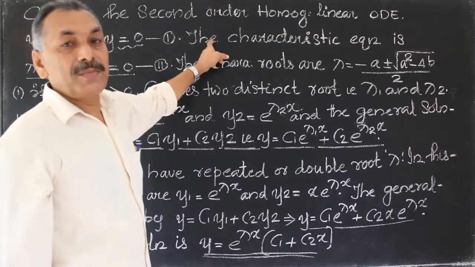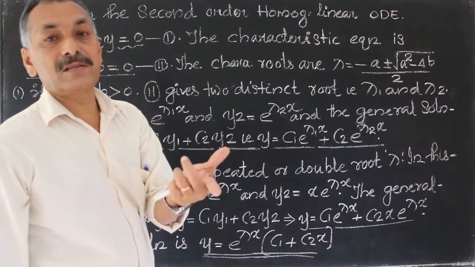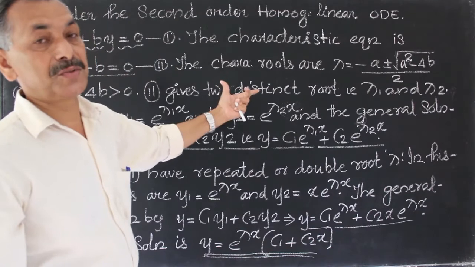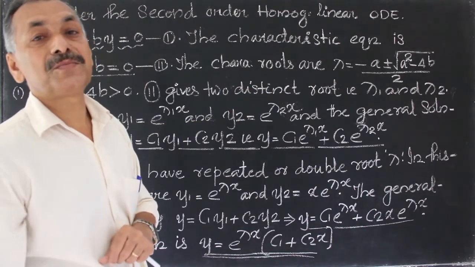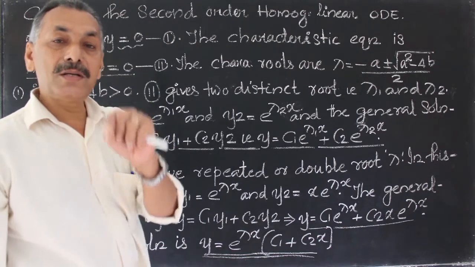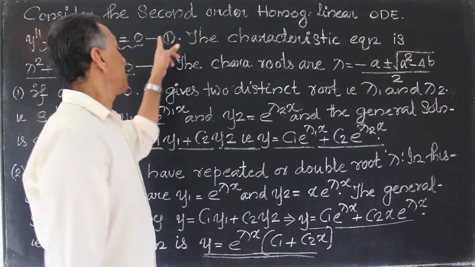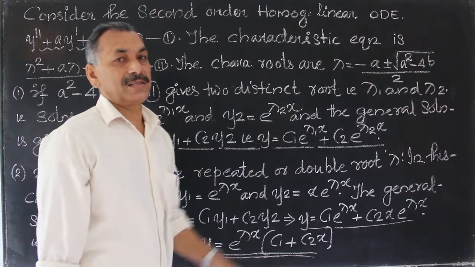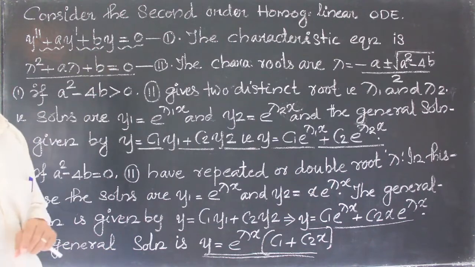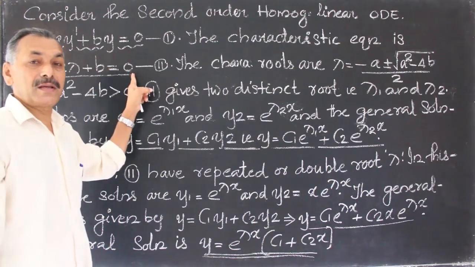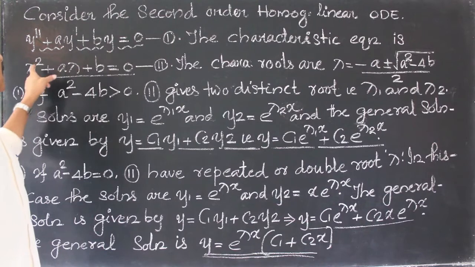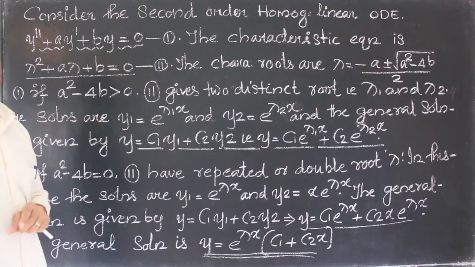Then we assume that y = e^(λx) is a solution of this equation. If y = e^(λx) is a solution of the given equation 1, then the characteristic equation is λ² + aλ + b = 0. If the equation is of this form, then the characteristic equation is λ² + aλ + b = 0.